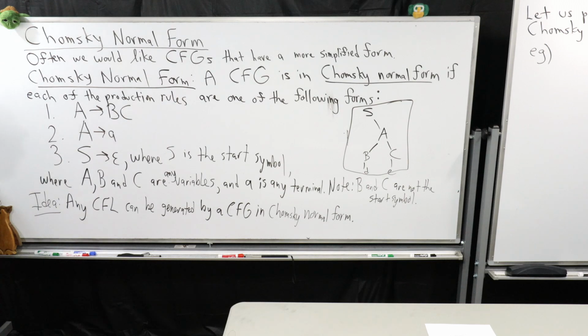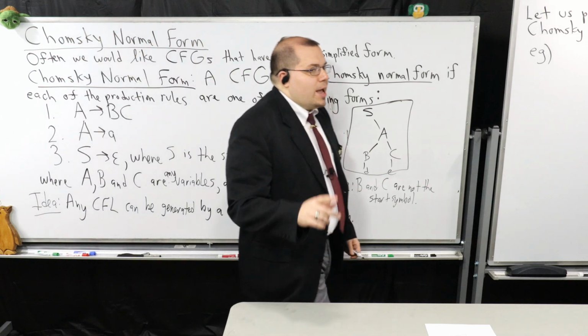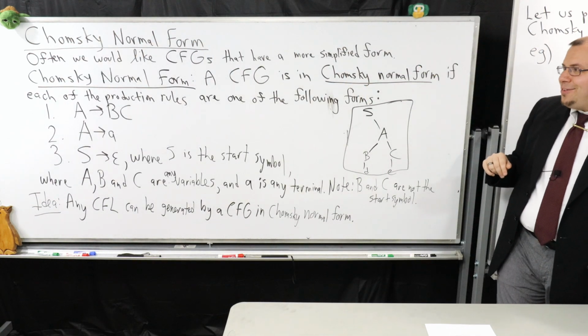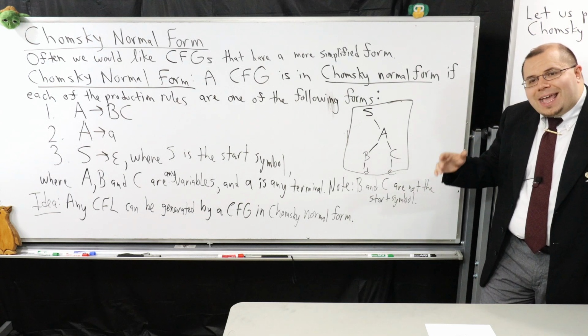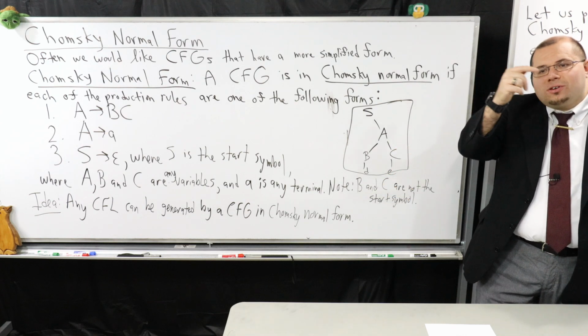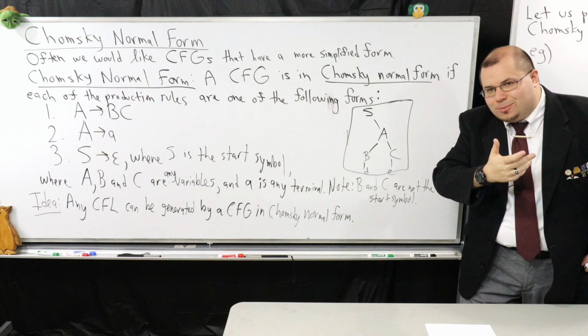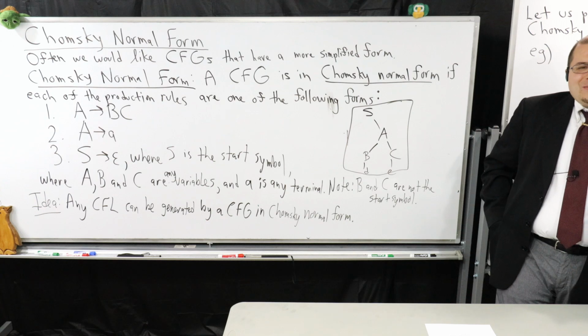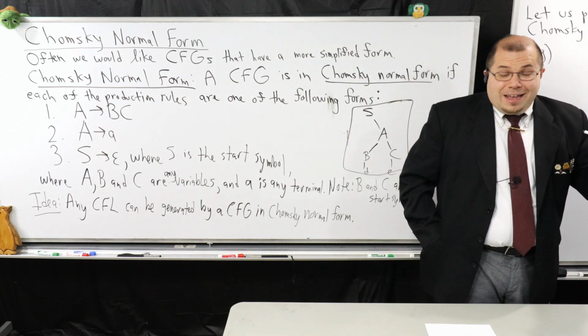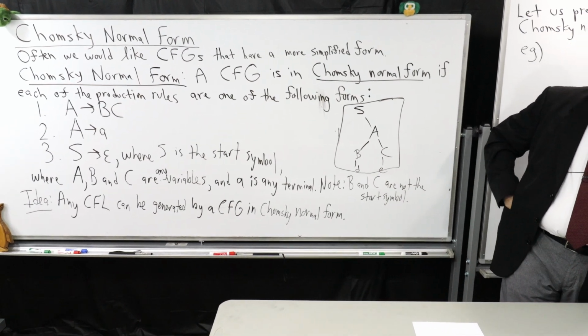But the point is that these nice simplified forms have all sorts of neat applications, and it also gives us a nice standard way we can always take a context-free grammar and transform it into that form. So here's the idea: any context-free grammar can be generated or described by a context-free grammar in Chomsky normal form. And you might ask, how exactly do I do this, or how do I know this? Well, I'm going to give you a way to take any context-free grammar and turn it into a context-free grammar satisfying the Chomsky normal form. So that's what we're going to be doing today. Depending on how far we get, we might see a bit more today, but let's talk about that.